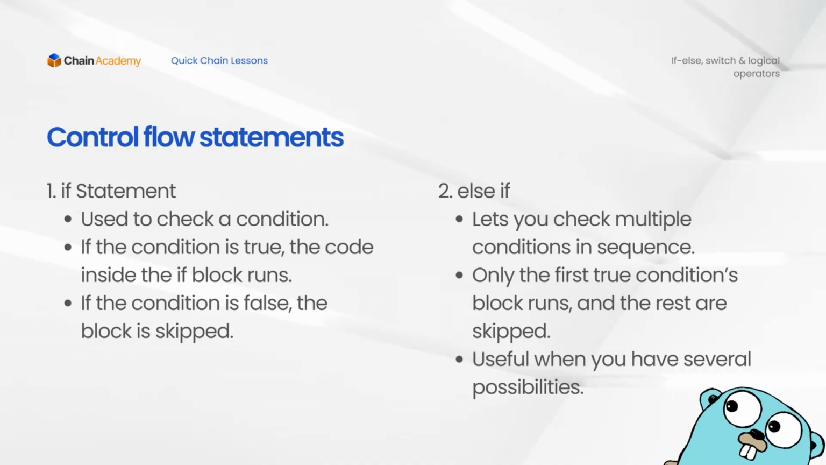First is the if statement. The if statement is used to check a condition. It's either A is bigger than B or B is bigger than C. If the condition is true, the code inside the if block will run. If the condition is false, the block is skipped.